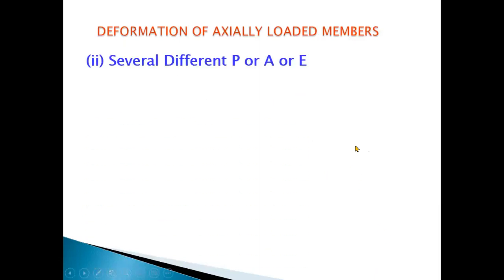Now several different P, A or E. Suppose we have a member in which we have different forces, different areas and different modulus of elasticity. Then the elastic deformation is a summation of the individual ones. So you can say that it equals P1 L1 over A1 E1 plus the other terms.